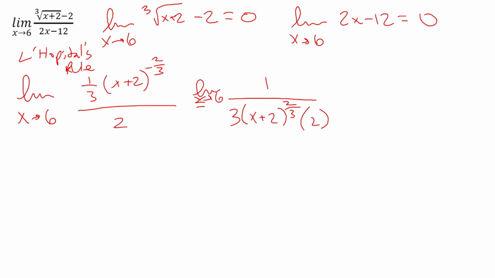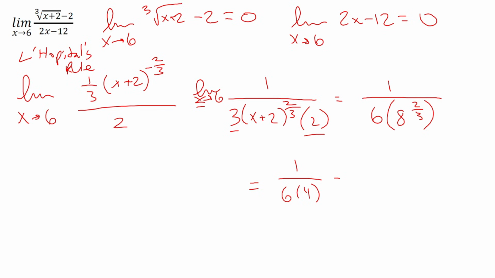And so then we'll just plug in 6. We end up with 1 over, well, the 3 times the 2 is 6, and then 6 plus 2 is 8. So it's 8 to the 2/3. Well, the cube root of 8 is 2, and 2 squared is 4. So this is 1 over 6 times 4, or 1 over 24.